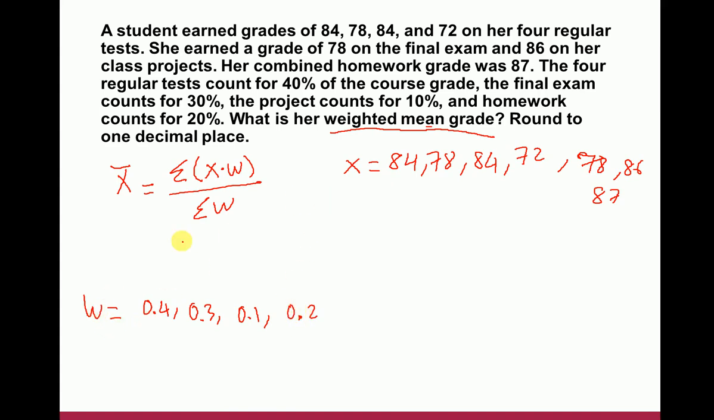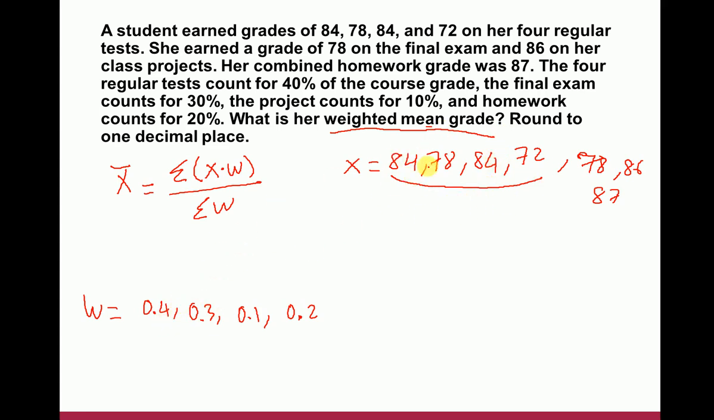Now we have w, we have x. So you know that 87 is the homework, right? It has to go with 20%. 86 is the project, it has to go with 10%. 78 is the final, it goes with 30%. Now the 4 tests go to 40%. But here we have 4 numbers, 4 tests, and all of these will count for 40%.